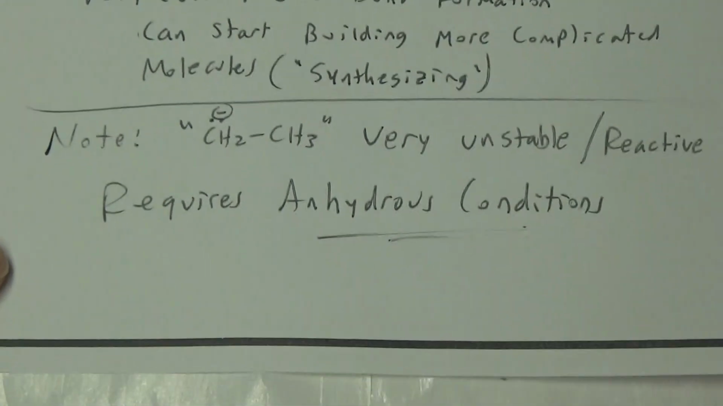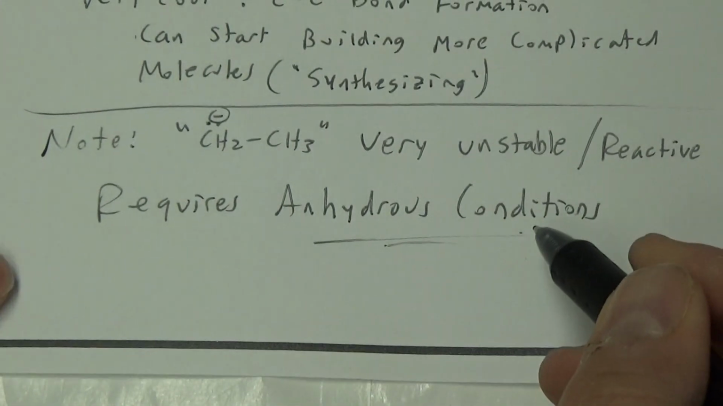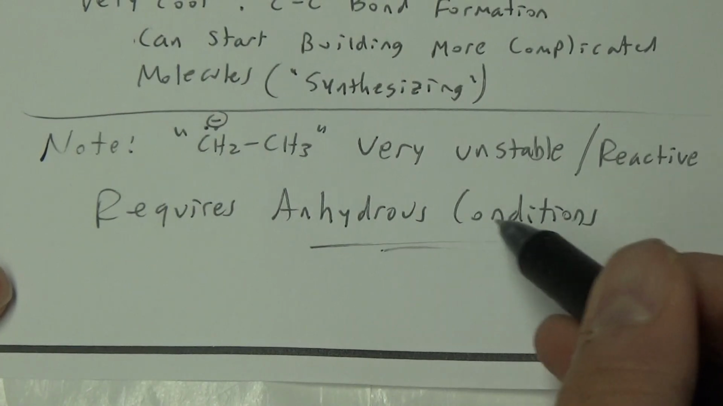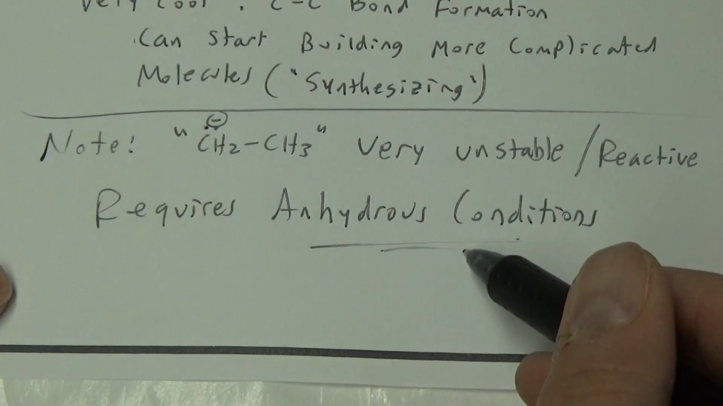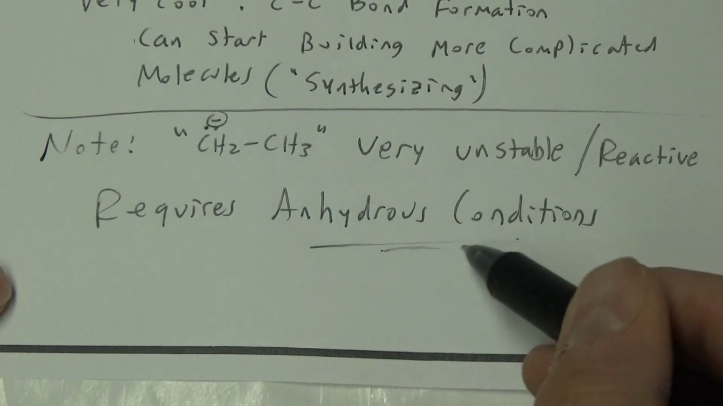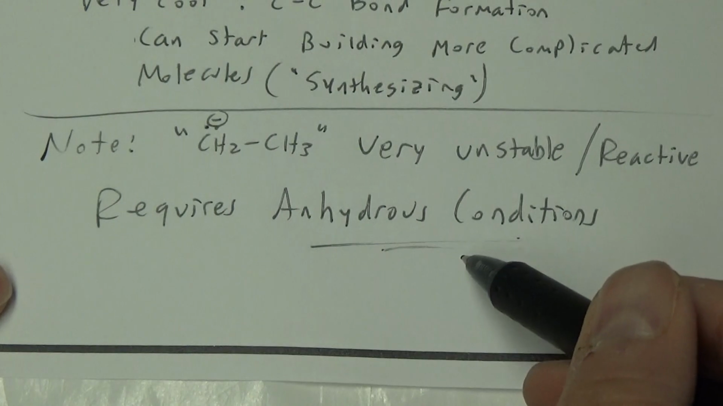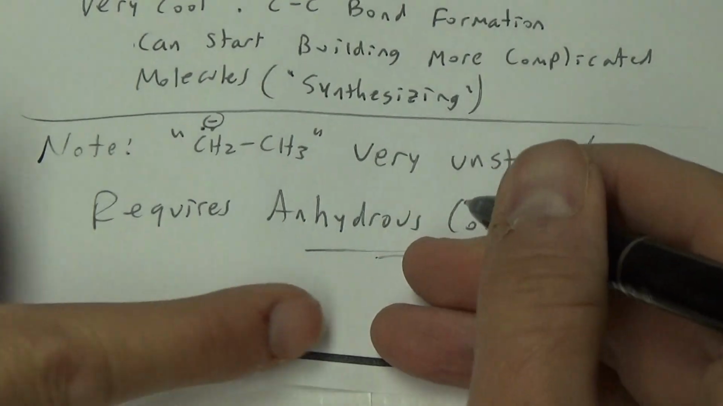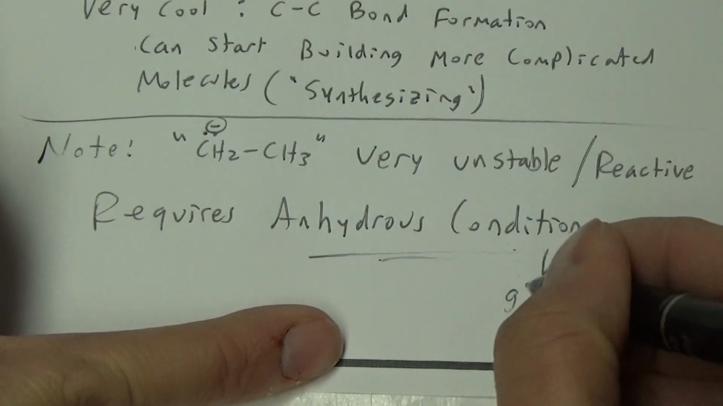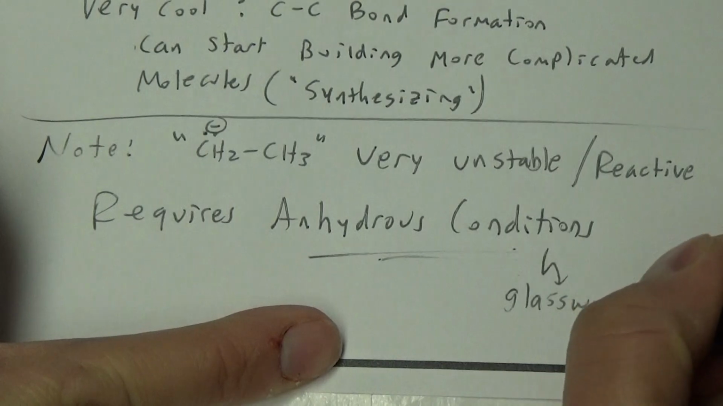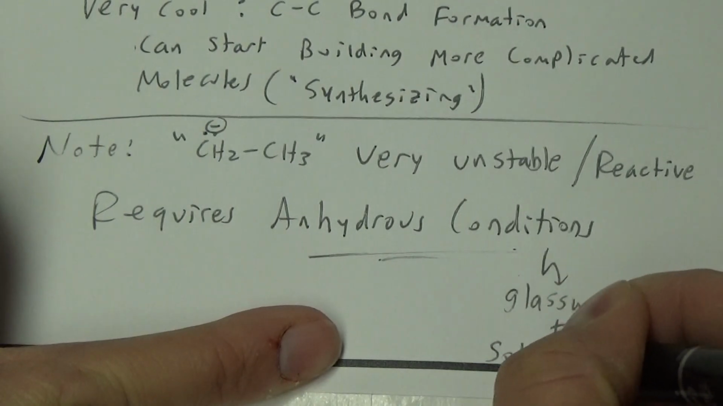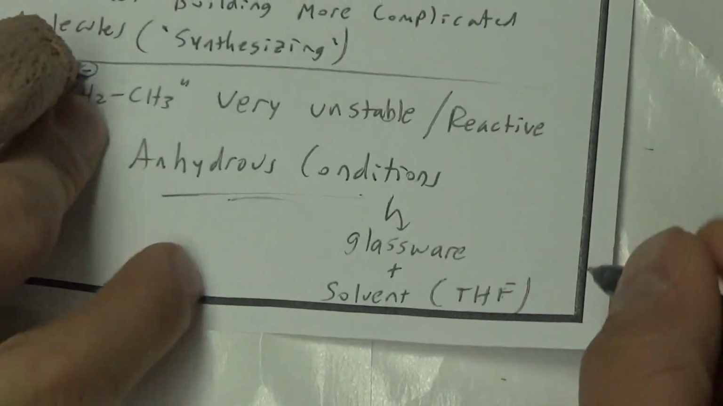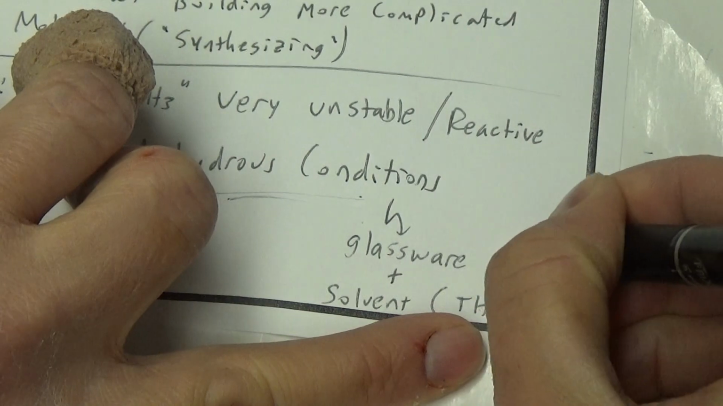What does that mean? What does "requires anhydrous conditions" mean? It's a special lab technique to get rid of water. You use ovens to heat your glassware up. When I say conditions, I mean the glassware, the flasks, and all that kind of stuff, and also the solvent. The typical solvent would be THF, which we talked about before. THF, tetrahydrofuran, remember that? It's a 5-member ether.